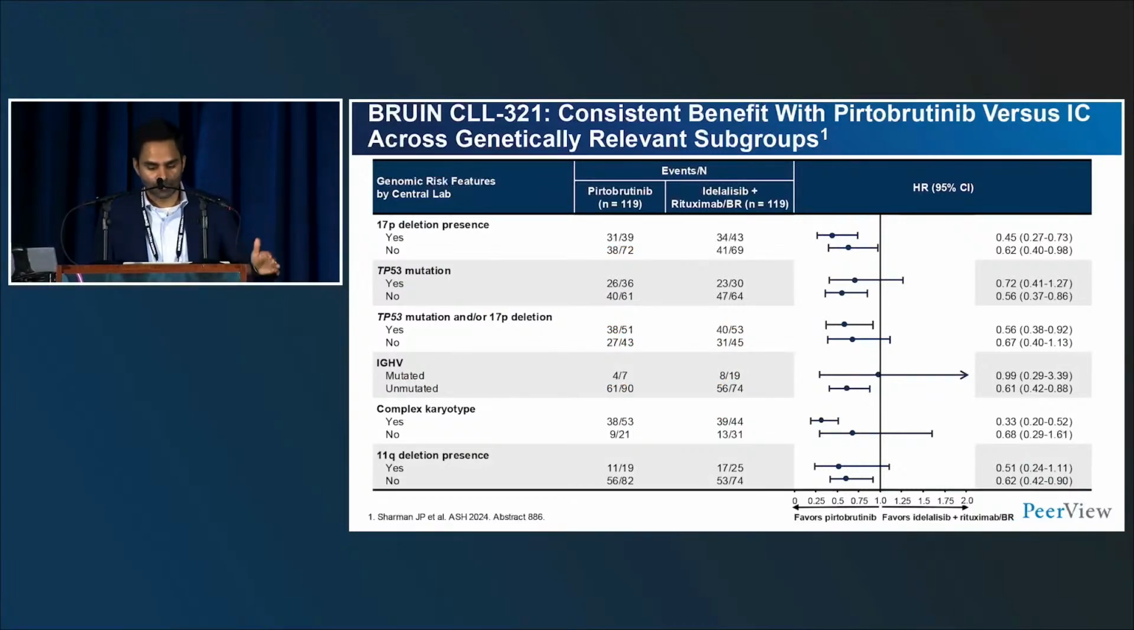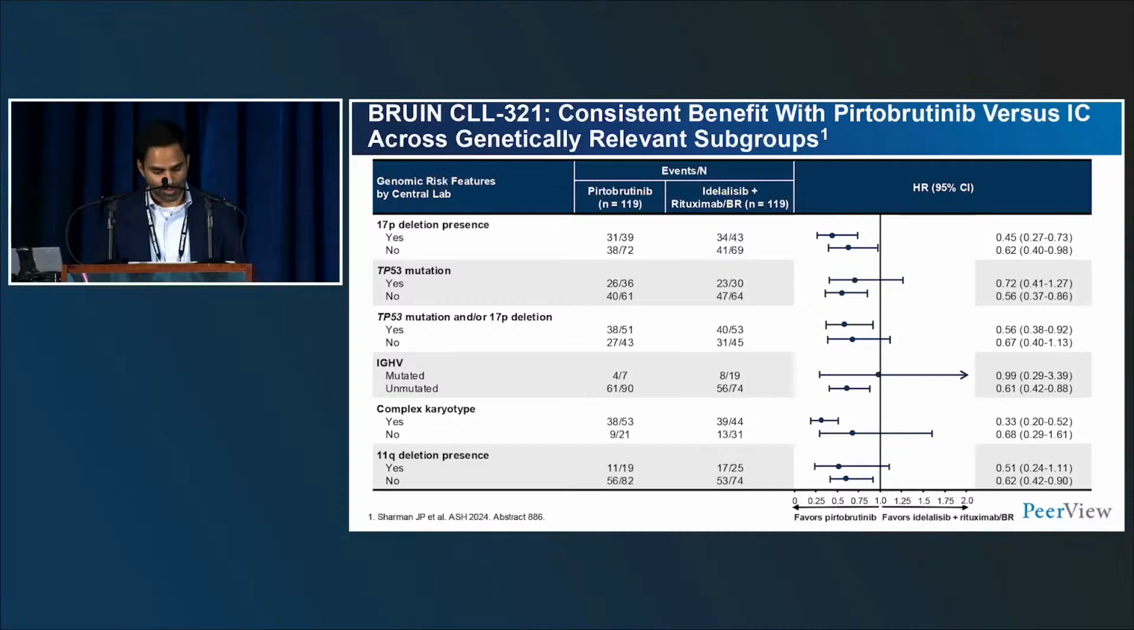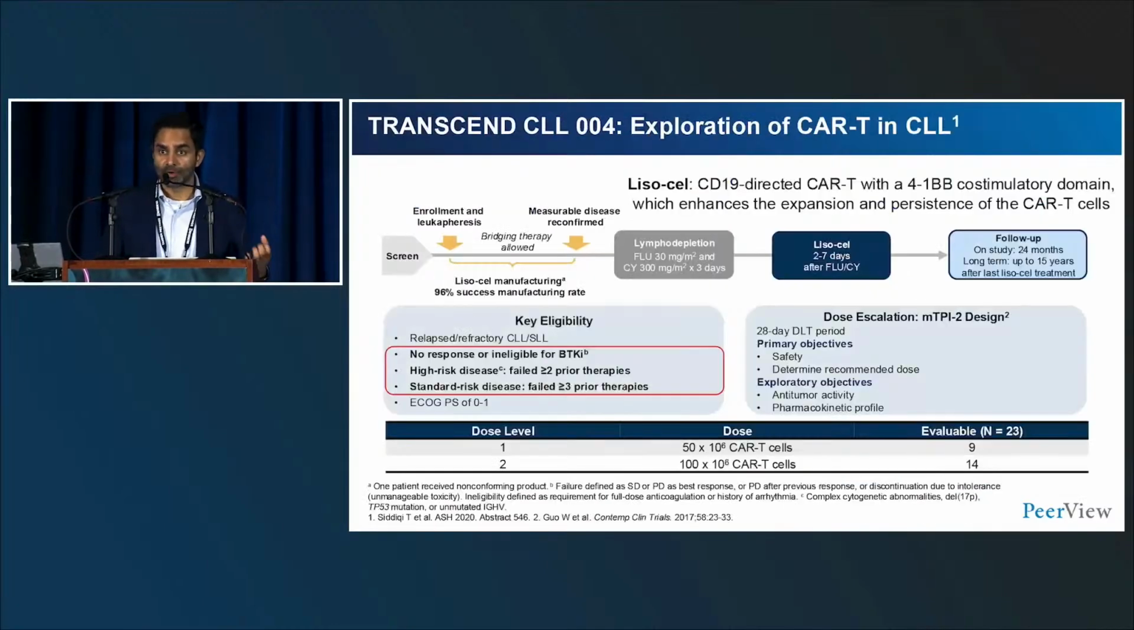Across all subgroups, it appeared that the benefit was consistent in favor of pirtobrutinib, in particular those patients that had p53 aberrations, complex karyotype, or were unmutated. And so pirtobrutinib represents, I think, a very appropriate option for patients who have been exposed to a BTK inhibitor and potentially also a BCL2 inhibitor in that setting. But we have another option in this setting as well, which is lisocabtagene maraleucel, a CD19-directed CAR T-cell therapy.